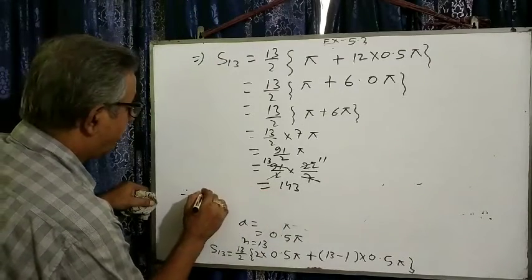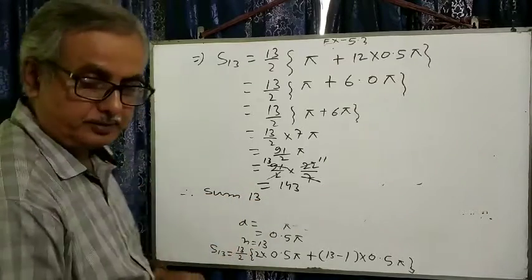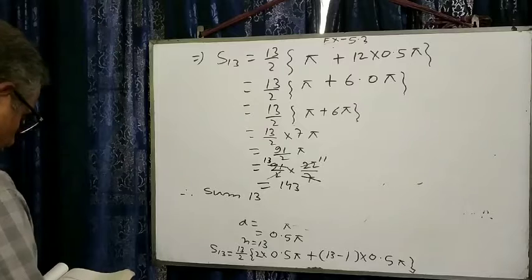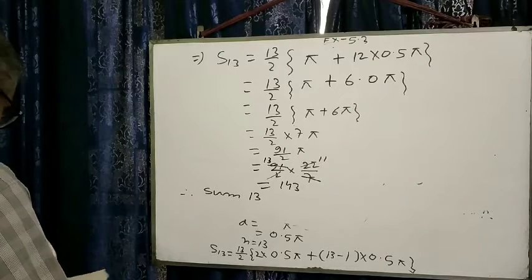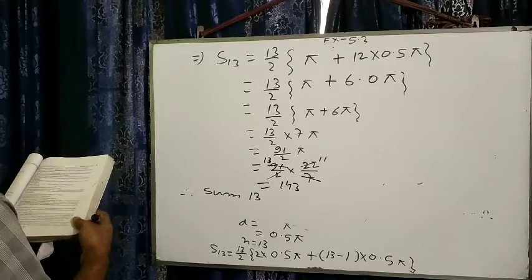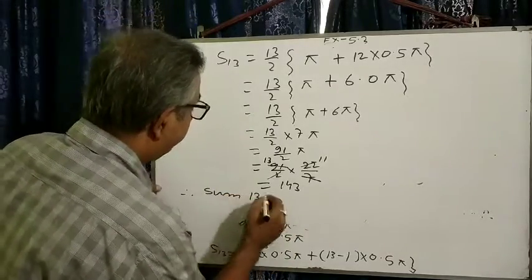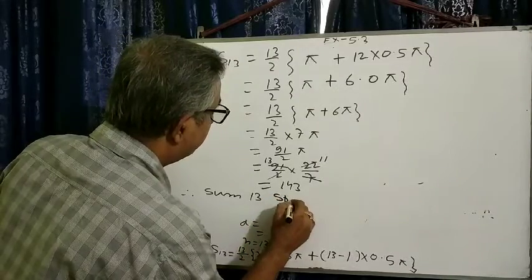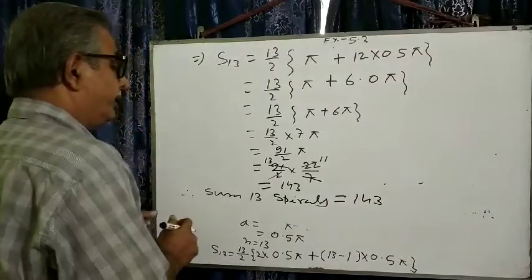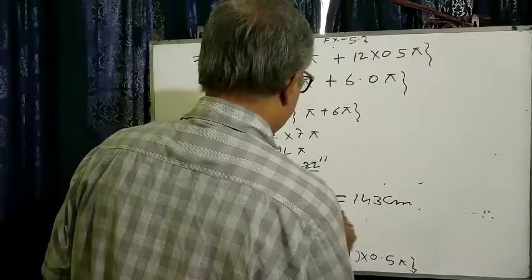Therefore, the sum of the 13 semicircles of the spiral is equal to 143 centimeter. I think it is your answer.